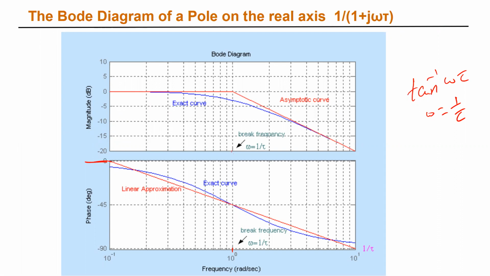So now tell me, if I want to do a straight line approximation, which is the red one, what will be the slope? This is 0 and this is minus 90 in here, and I'm moving 2 decades. What will be the slope, Shabab? You are going 2 decades and moving from 0 to minus 90. What will be the slope?